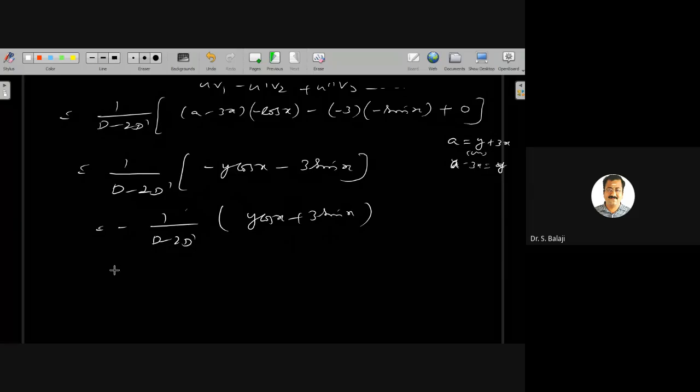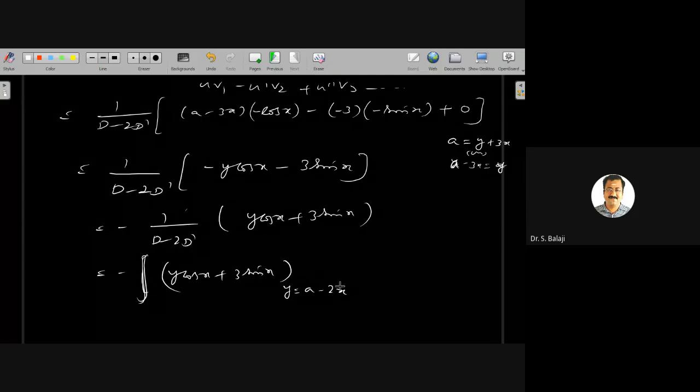You have to operate this one. For this, you can use the integral of y cos x plus 3 sin x. You have to change y as a, using the factor a minus 2x, in the form a minus 2x dx. Wherever y comes here, you have to integrate with respect to x. But this integration is a separate integration.